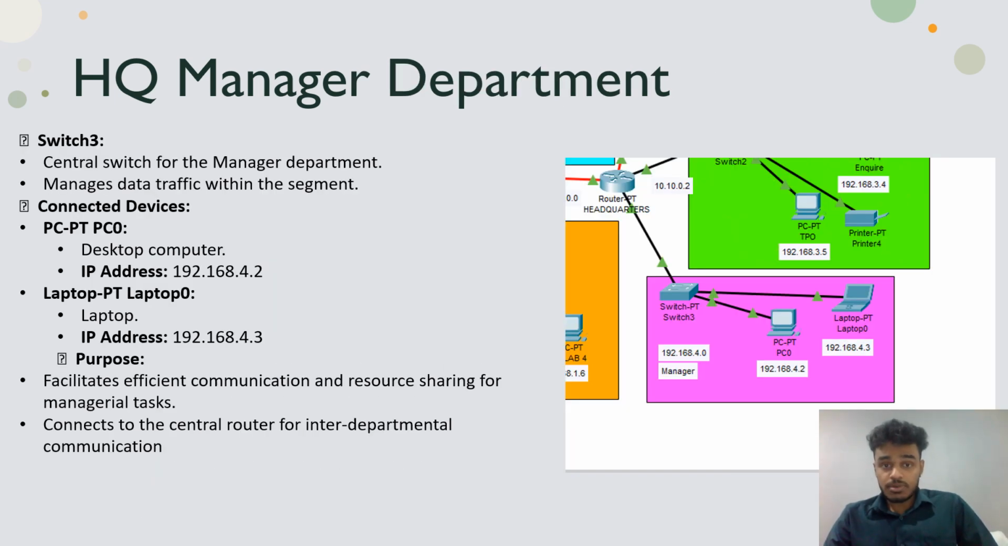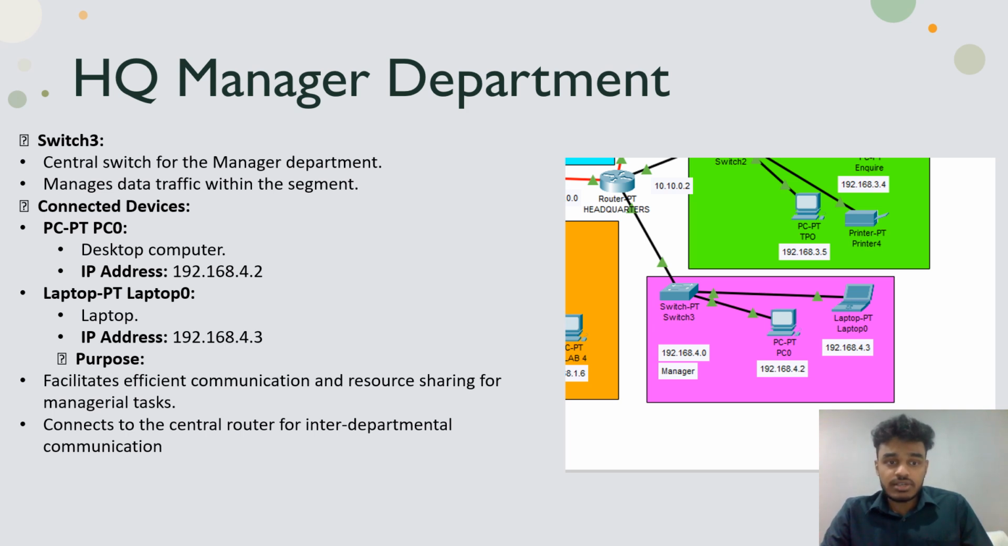Now I'll be talking about the manager department. The manager department contains a switch and two connected devices. Firstly, it has Switch 3, which is the central switch for the manager department, and it manages data traffic within the segment. Now let us talk about the connected devices.